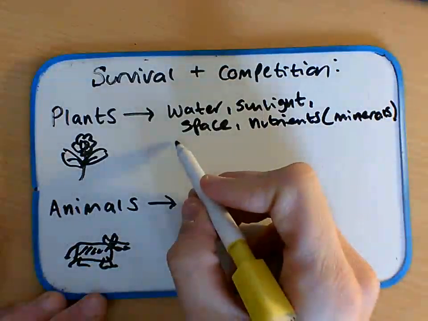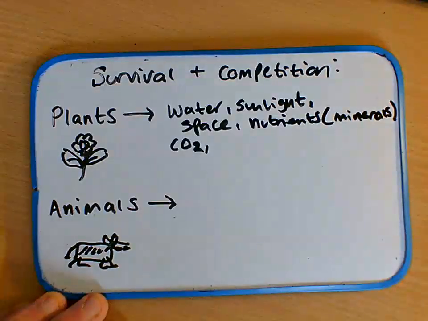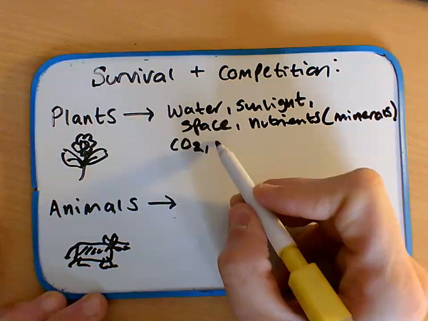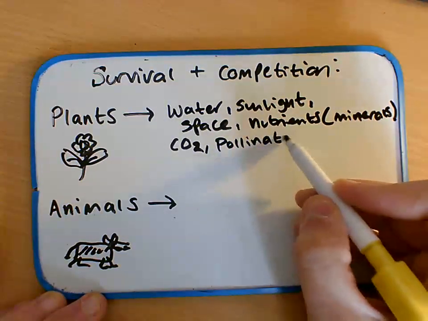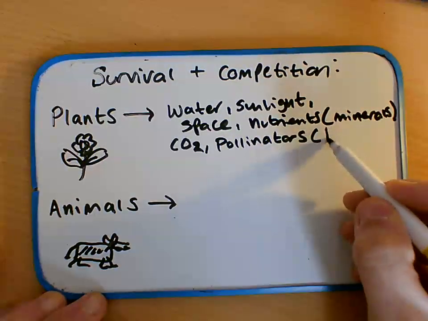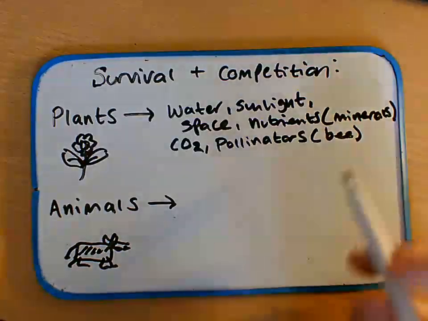You could also argue that they require the carbon dioxide, even though it's all around them in the air, but they still require carbon dioxide for survival. And also, in terms of reproduction, they're going to require pollinators. Obviously, the flowering plants, such as the bee.